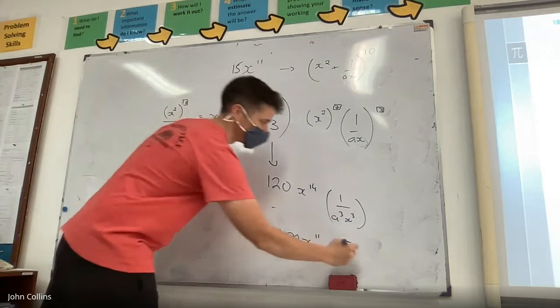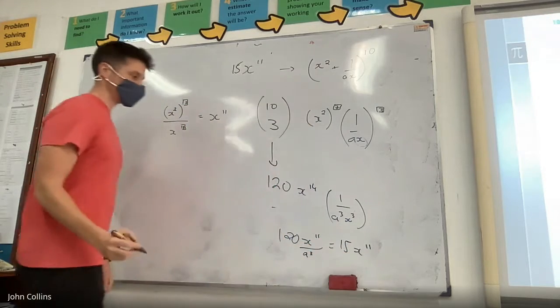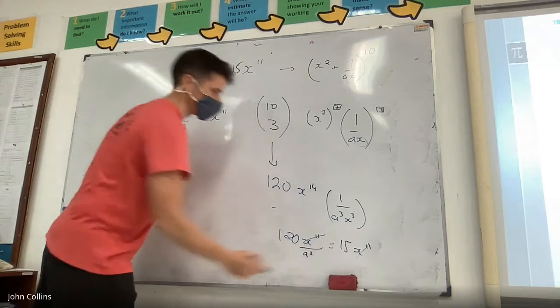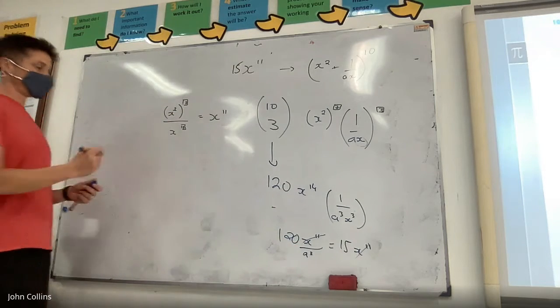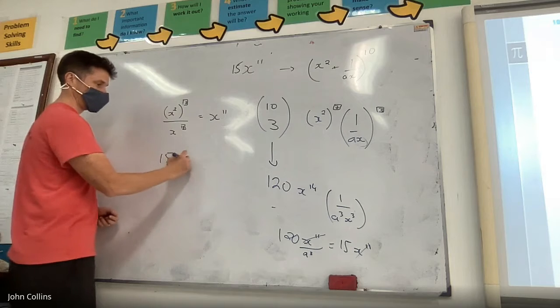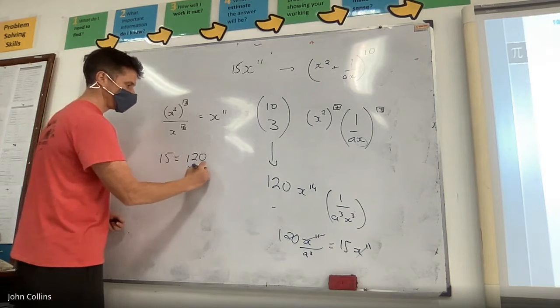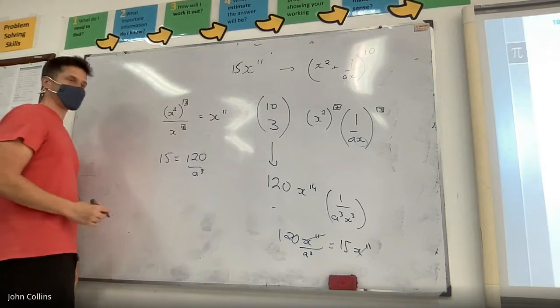The x to the 11 doesn't matter because this is 15x to the 11 as well. So we're just looking at the coefficient really. So 15 is equal to 120 over a cubed. So it's just an algebraic solution here.